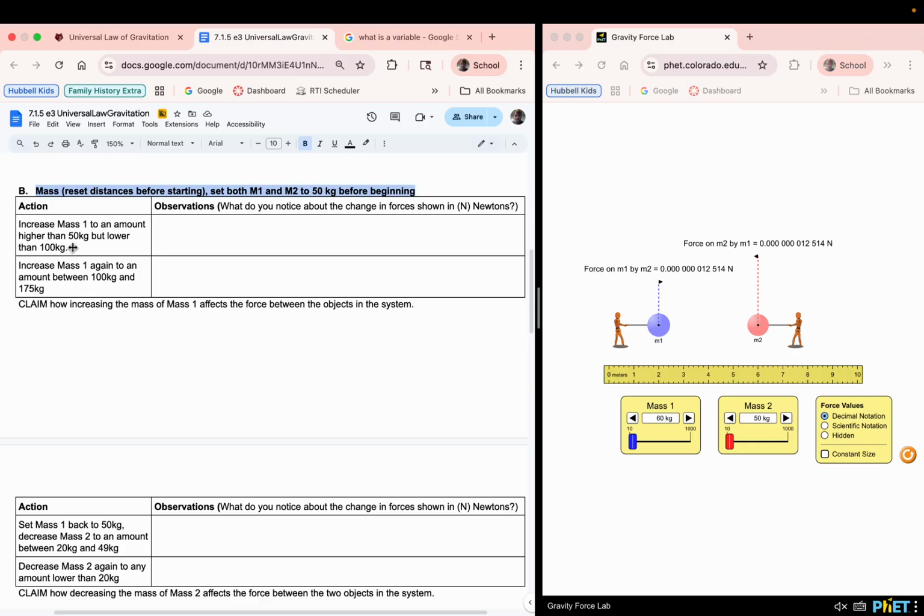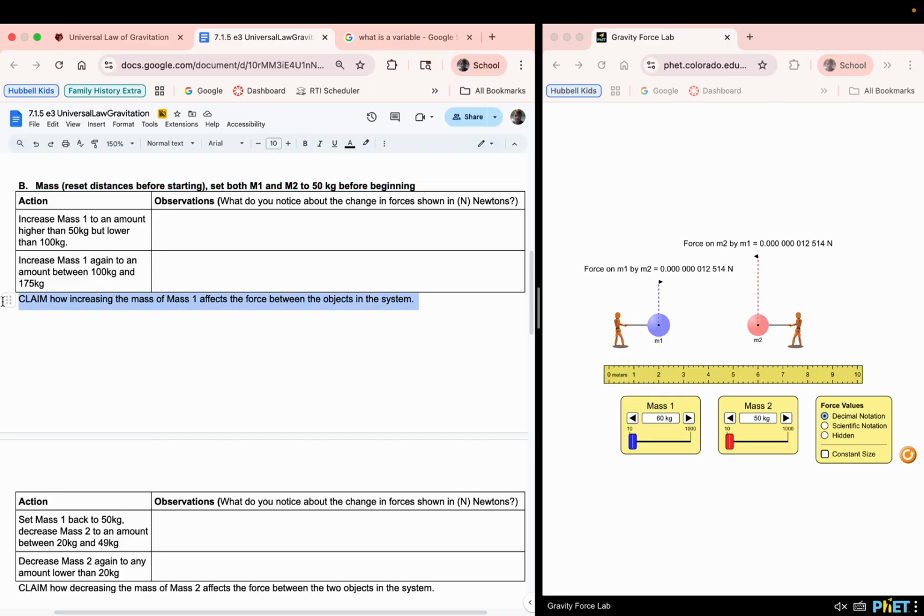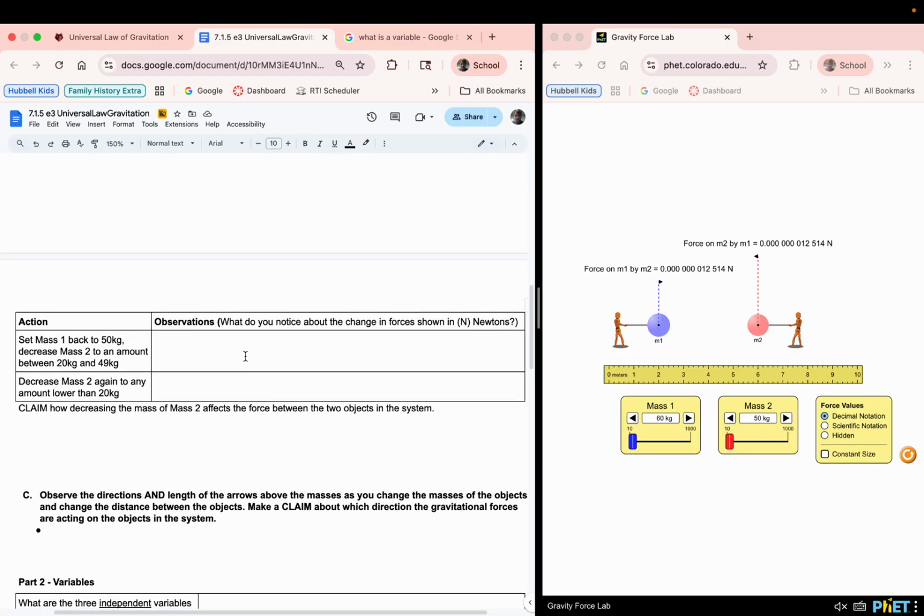But now what we're going to do is increase the mass of one of them. And we're going to notice how it changes the force between them. And then you're going to manipulate it even further, okay? And then tell me how mass changes the gravitational force.